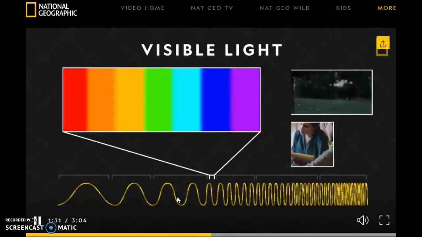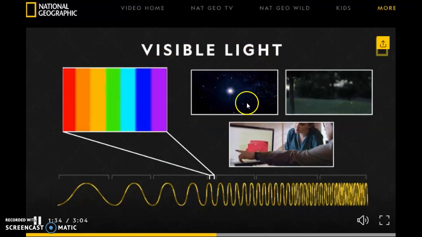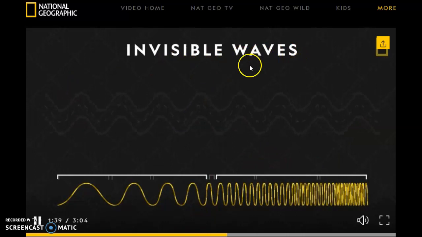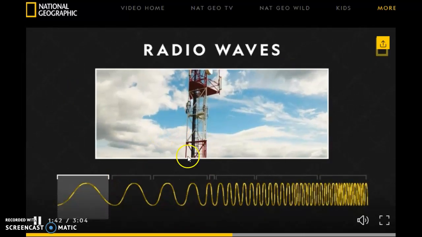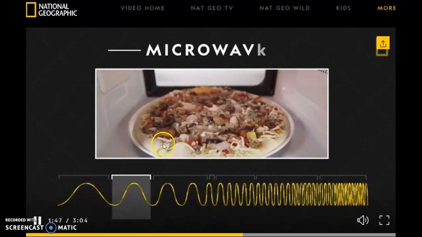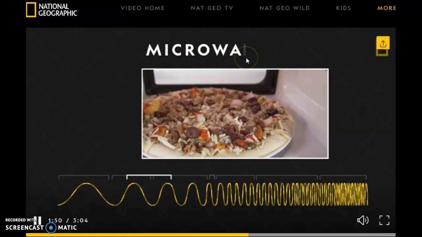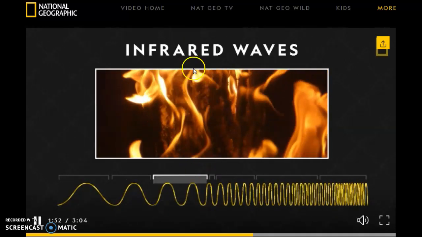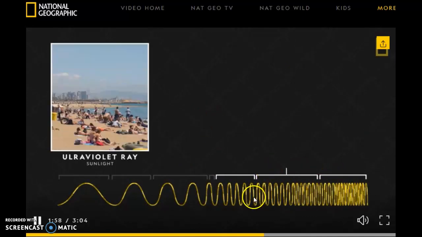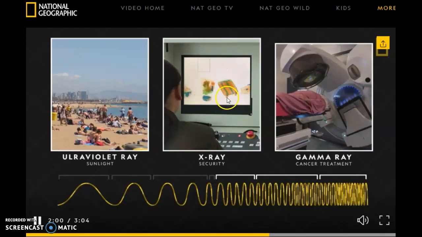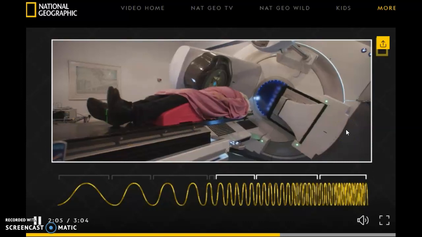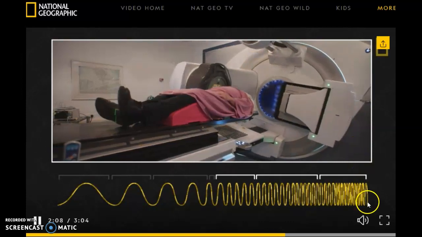Near the middle of the spectrum is visible light, such as light emitted by stars, fireflies, and computer screens. On either side are invisible electromagnetic waves. On one end are long, low-frequency radio waves that broadcast television and radio signals, microwaves that carry telephone signals and cook food, and infrared waves emitted by fires. On the other are short, high-frequency wavelengths: ultraviolet, X, and gamma radiation. Unlike low-frequency waves, these waves can pass through the human body, making them useful for medical applications.